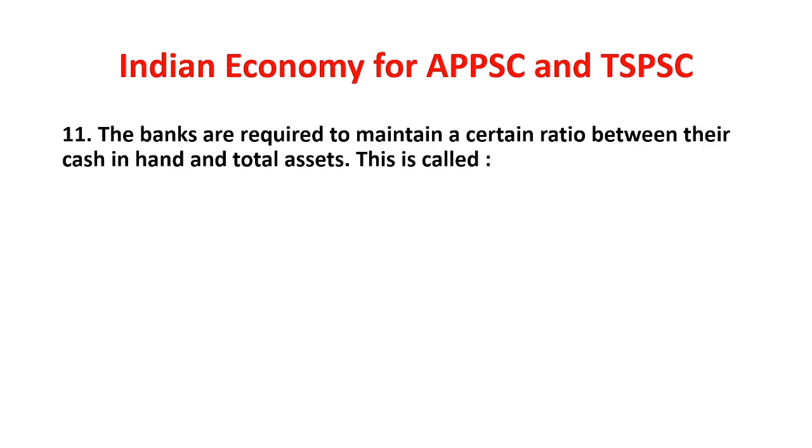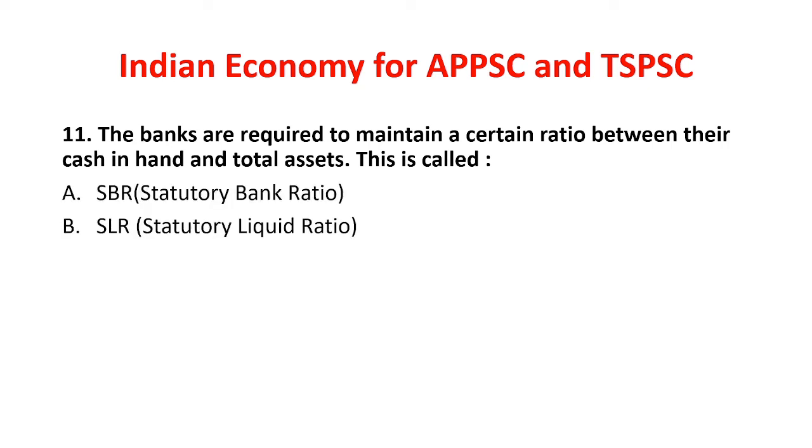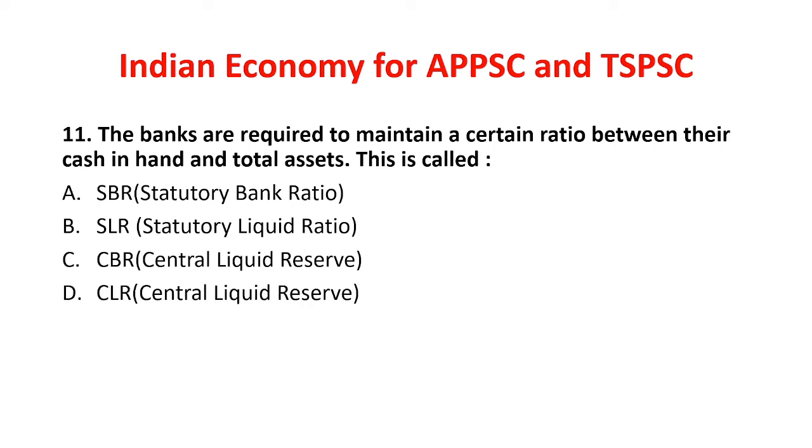Next, the banks are required to maintain a certain ratio between their cash in hand and total assets. This is called, and the options are statutory bank ratio, statutory liquidity ratio, central liquid ratio, and central liquid reserve. Okay, so the banks are required to maintain a certain ratio between their cash in hand and total assets. This is called statutory liquidity ratio.